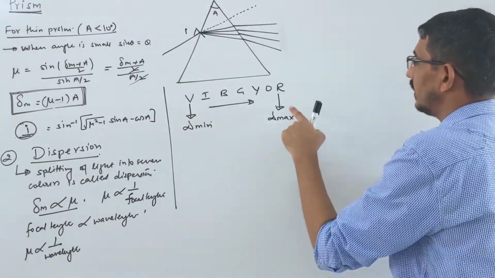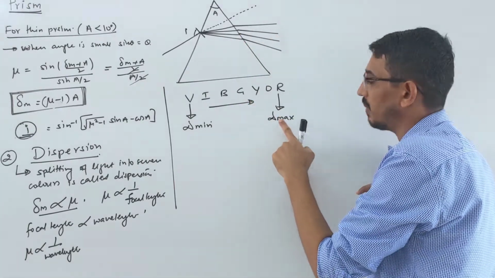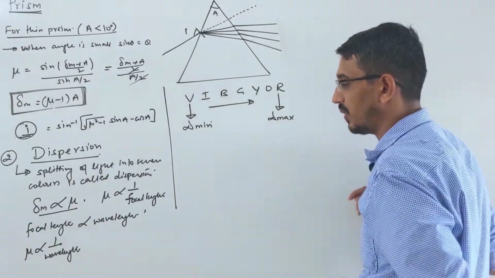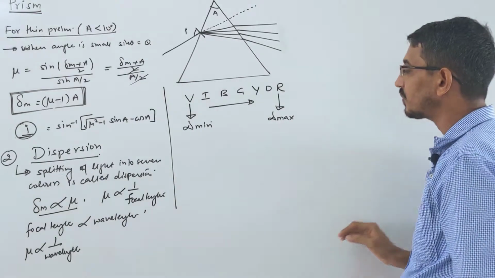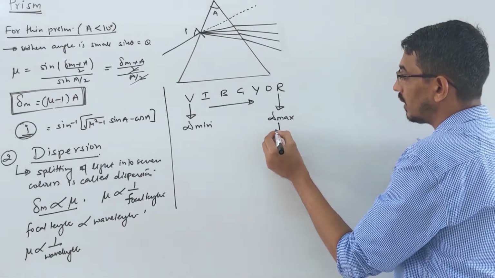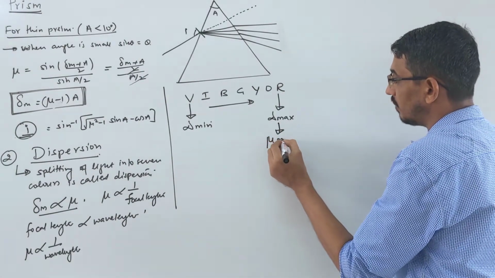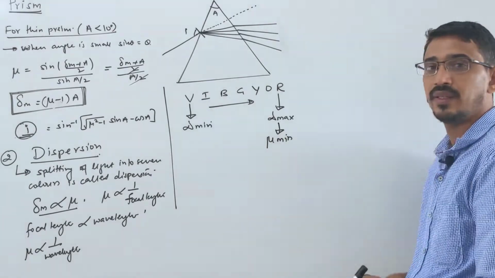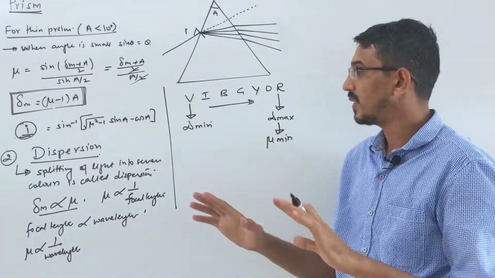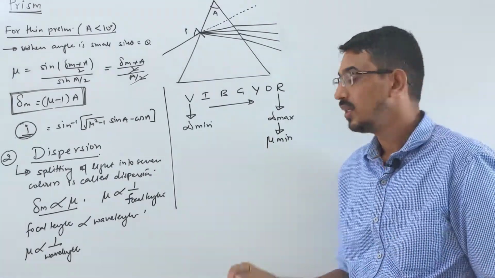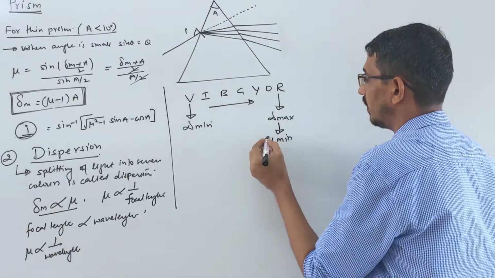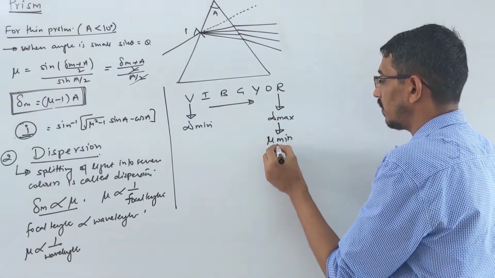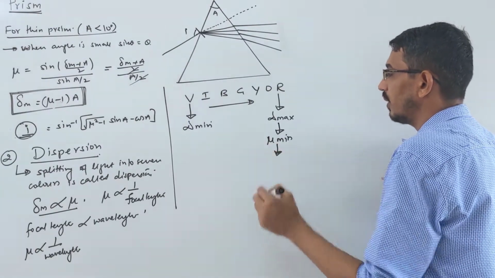Now if wavelength is maximum for red color, then what happens to the refractive index? Look here, refractive index and wavelength are inversely proportional, right? It means your red color should have mu as minimum, correct? All 7 colors have different refractive indices. So red color will have the minimum refractive index. Mu is minimum, then what about deviation?